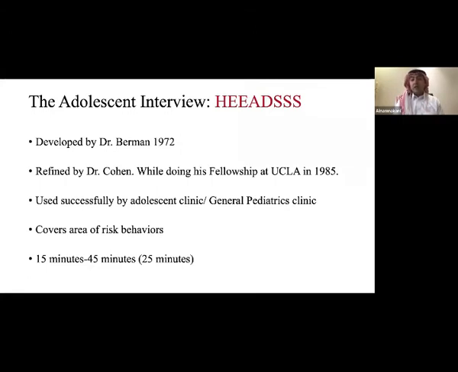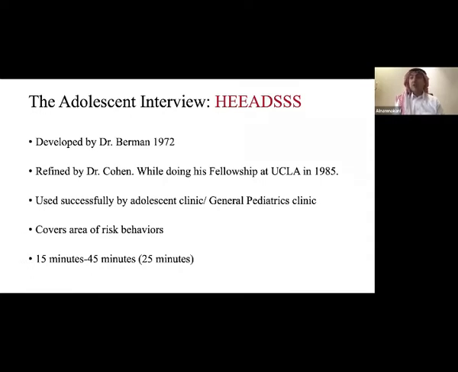However, Dr. Berman developed it, but Dr. Cohen has a big achievement, and he's still an assistant professor at UCLA until now at the Department of Pediatrics. This is why it was a very important and achievable project for him to get this HEEADSSS assessment. We can use it successfully in an adolescent clinic. Unfortunately, we don't have an adolescent clinic, but we do have a general pediatrics clinic. That's the most important place to use it.